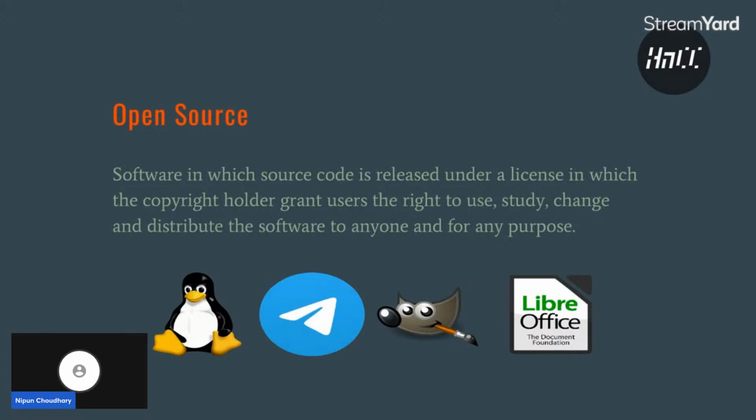Examples of open source are Linux, Telegram, GIMP, a photo editor app, and LibreOffice. These are open source software.